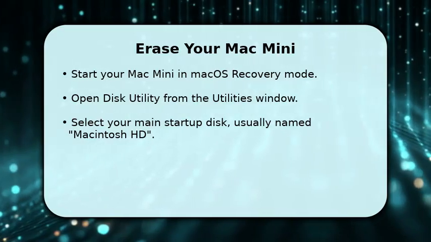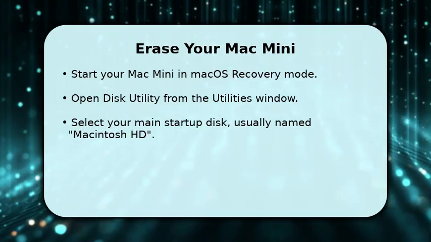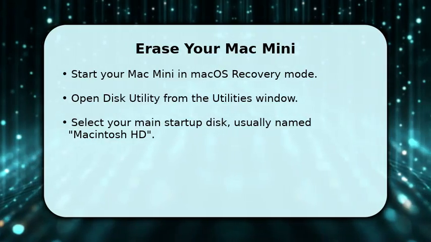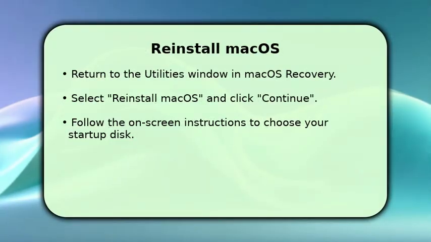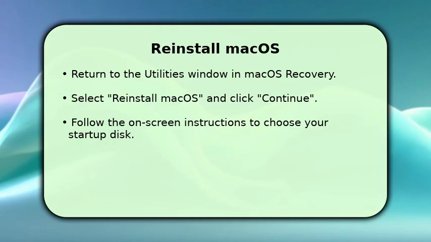Select your main startup disk, typically named Macintosh HD, and then click the Erase button. Choose APFS as the format and GUID Partition Map as the scheme. Once your disk is erased, close Disk Utility and return to the main Utilities window.